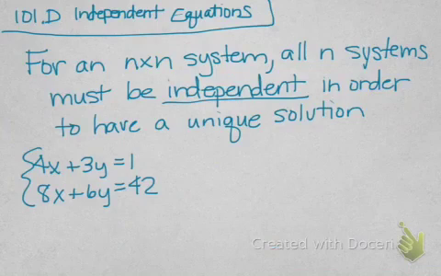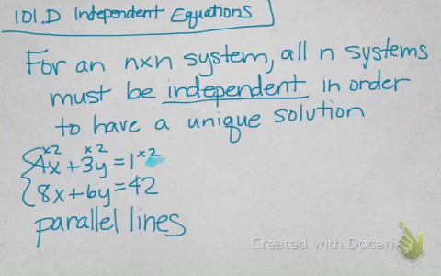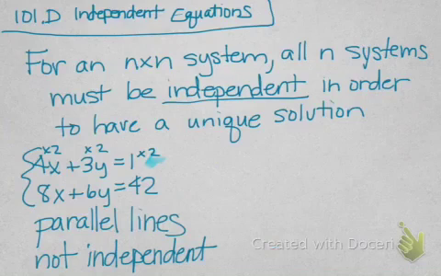This would be a case of a 2 by 2 that is not independent, and let's talk about why. If you take that first equation and multiply every value by 2, 4x times 2 is going to be 8x, 3y times 2 is going to be 6y. So you have matching x's and y's, and then also your constants, what it equals, are not going to match. That indicates that you have parallel lines. And when you have parallel lines, there's no solution, and we know that it's not independent because there's not a unique solution.